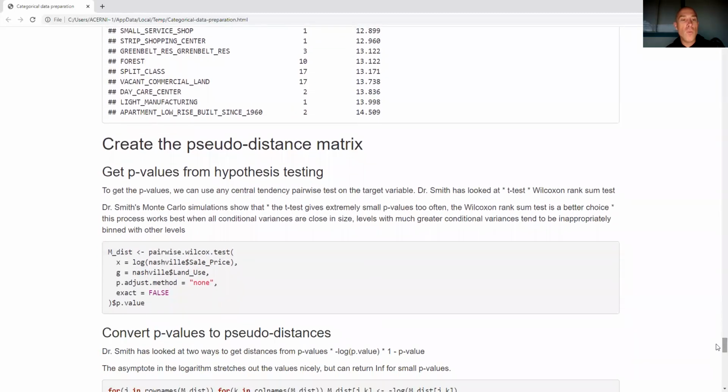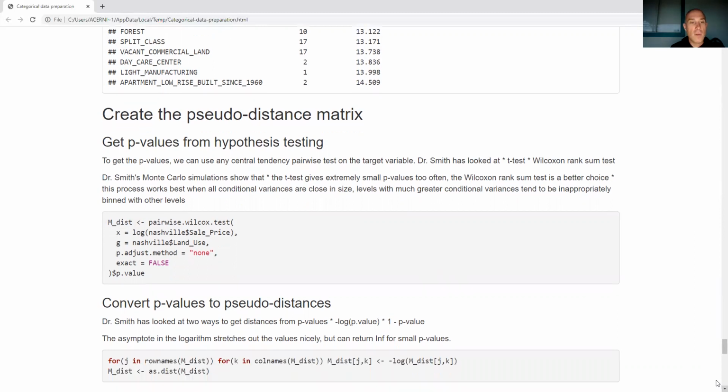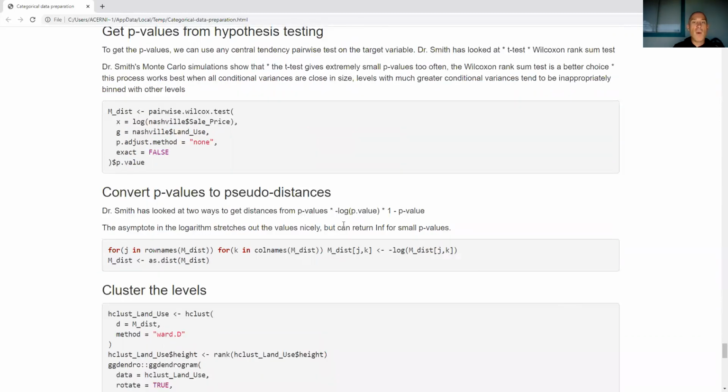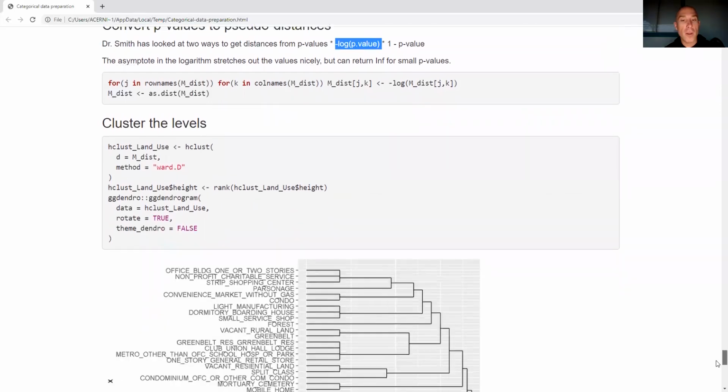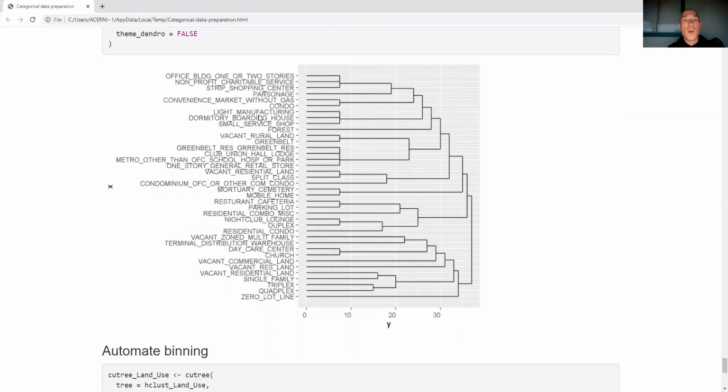So what I'm going to do, I'm going to take the p-value from the Wilcoxon pair rank test, and then I take the negative log of the p-value to get a pseudo distance matrix, and then I do hierarchical clustering on it, and now I can see how these group together. So if I was to do binning, right off the bat, I would see office building 1 or 2 stories, nonprofit charitable services, or strip shopping center. These are all relatively similar sales prices. So for the purpose of binning levels together, these 3 might be a good choice.